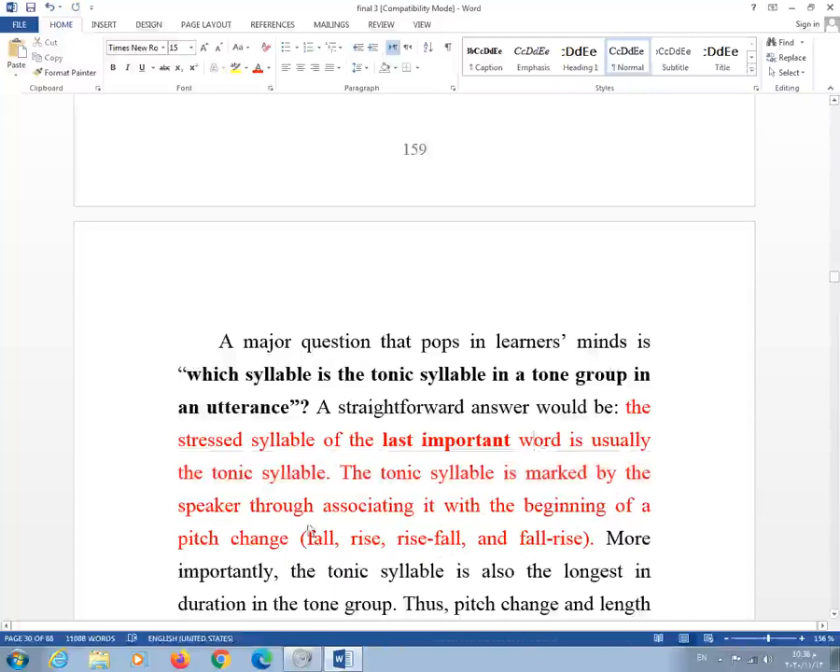بيبدأ النغمة تتغير وحط نغمة معينة عند التونيك syllable. عشان كده سميناه tonic syllable من كلمة tone نغمة.